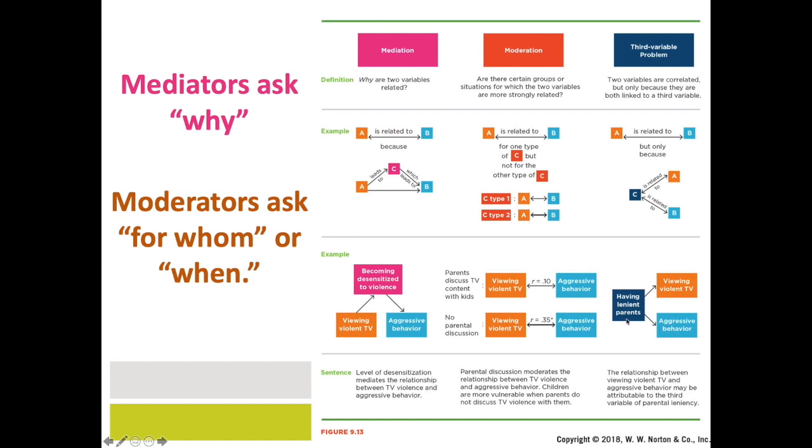So in each of these situations, we have this third variable happening, but mediation is a specific type, moderation is a specific type, and the third variable problem, this is the only one that is truly a problem. It means there really is no relationship between these two. It's just this. This is what's impacting it all.